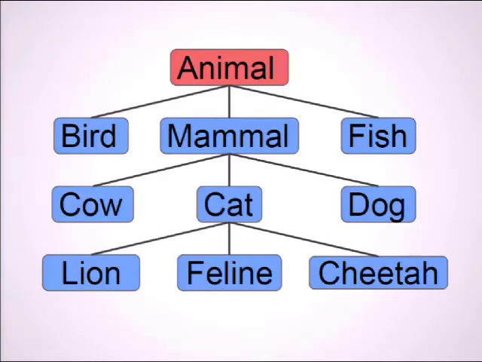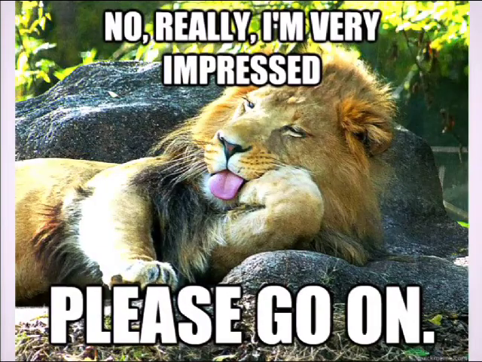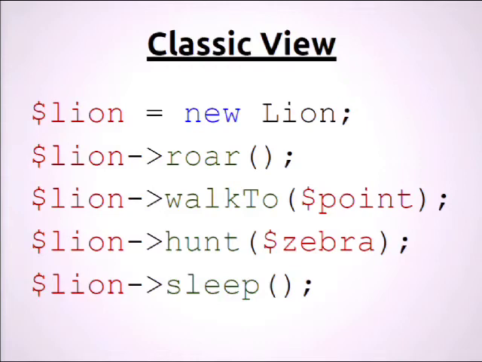So we usually wind up with a tree like this. How many people have seen something like this before? Pretty much everybody. You have this inheritance tree, this hierarchy, where you have an interface animal, and then mammal extends from animal, and then cat extends from mammal, and then lion extends from cat. Makes sense, right? Kind of, maybe, not really. Let's look at what a lion is. Let's talk a little bit about this lion. In classic code, we may have something like this.